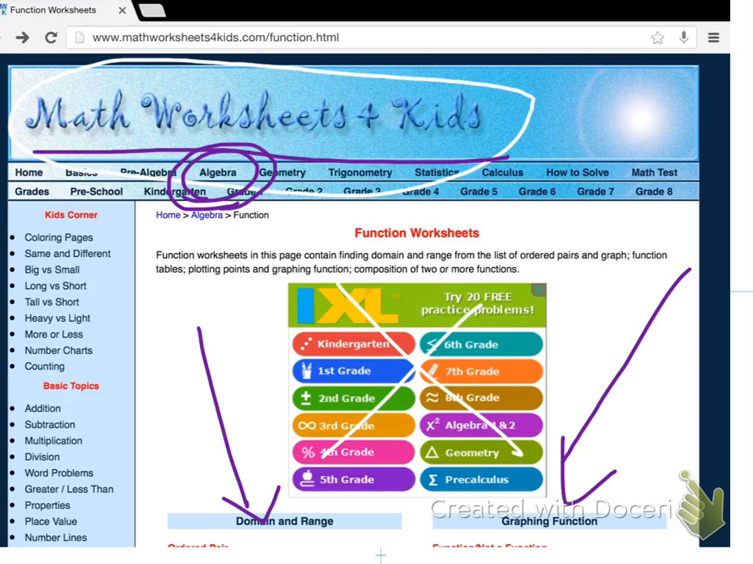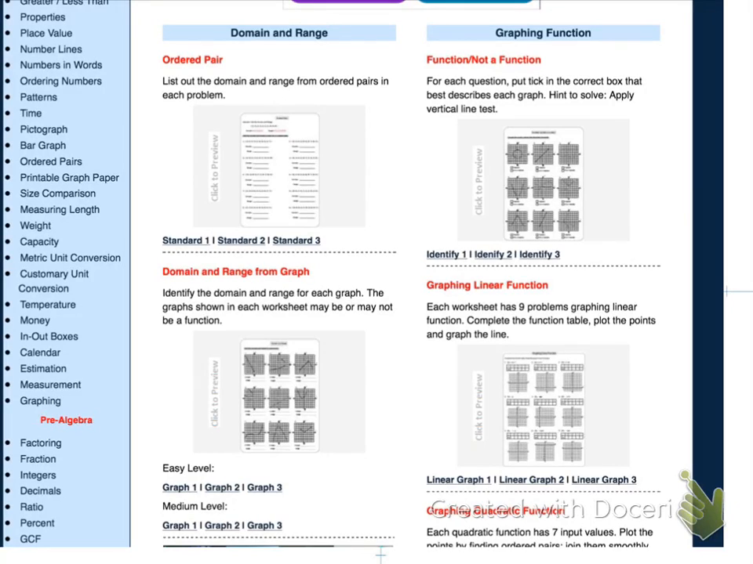Did I keep what it was called? Let's see. Boom, I'm back again. This one, I just took a screenshot a little further down. This one was domain and range from a graph. And don't even ask me, so sorry about this, I don't remember which section I picked. You'll have to find the graph that matches.